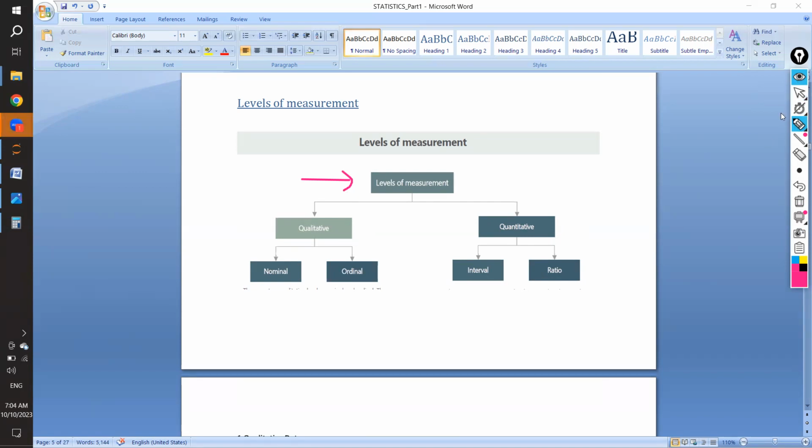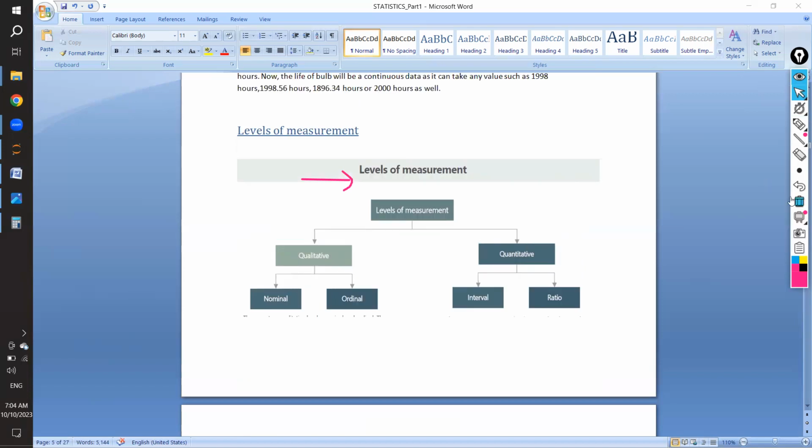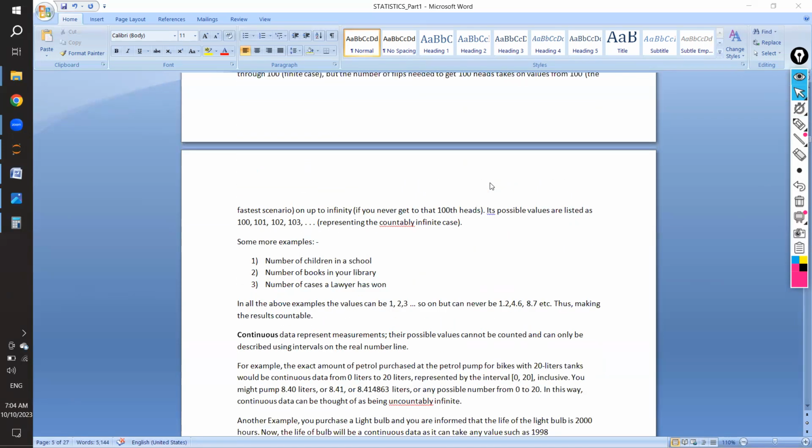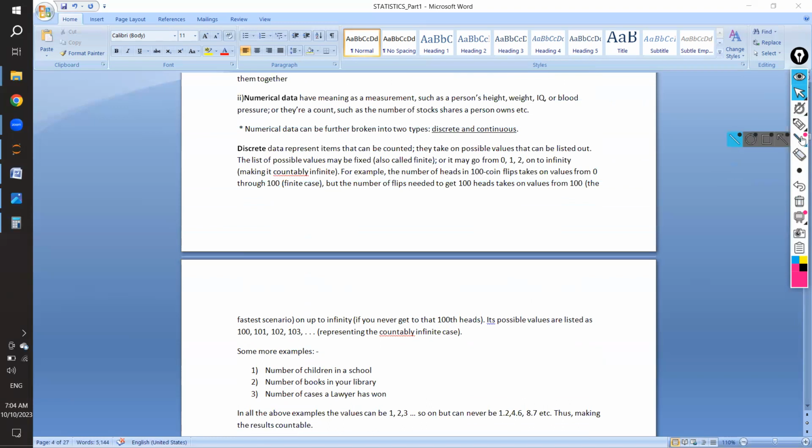Wait, I see a message. Sir, once explain countable infinite. See, countable infinite means, when I'm saying the number of flips I need to get 100 heads. I'm flipping a coin. It can be heads or tails.